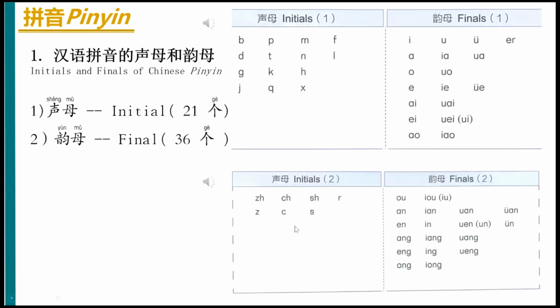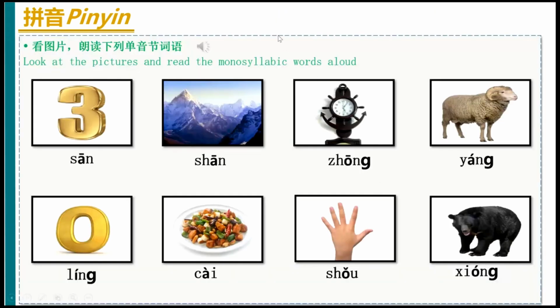All the shengmu is here. We have 21 initial shengmu in total and 36 yunmu in total. Now let's have some practice. 看图片，朗读下列单音节词语。 Look at the pictures and read the monosyllabic words aloud.